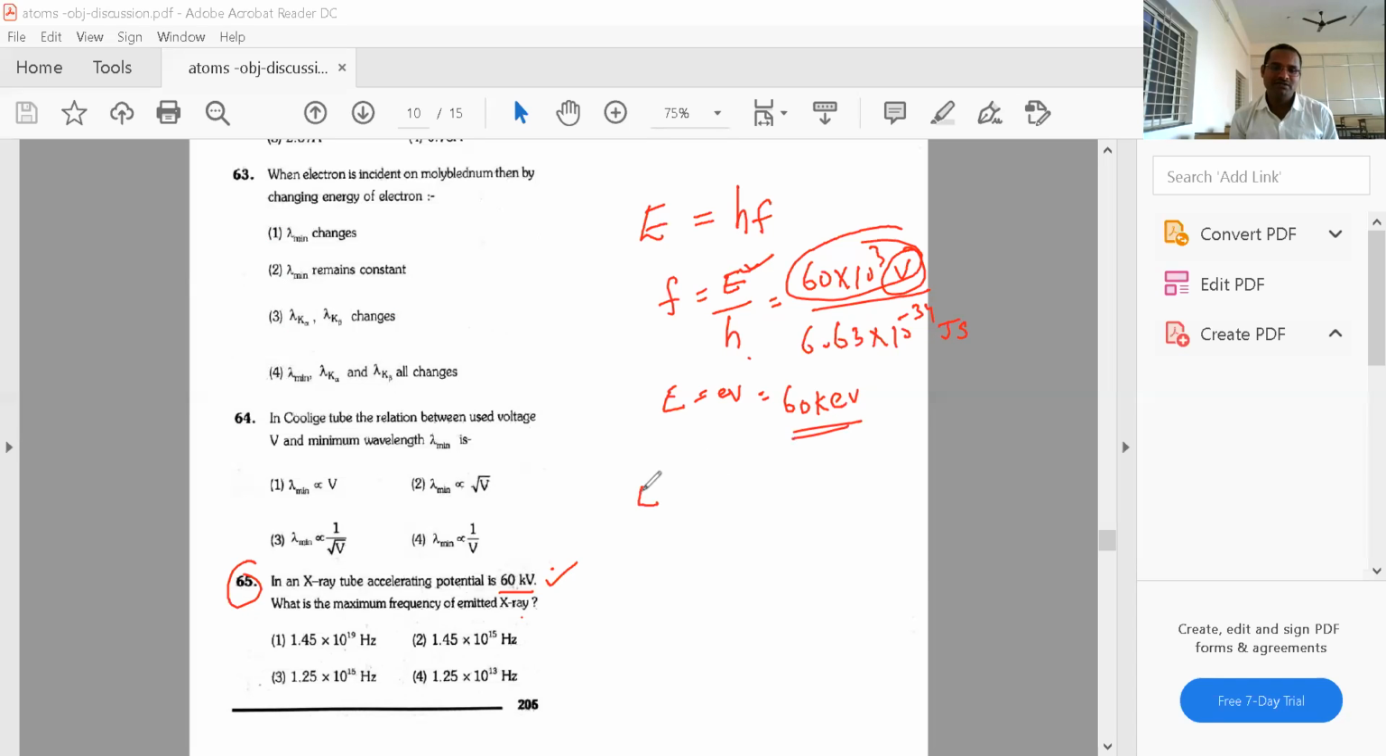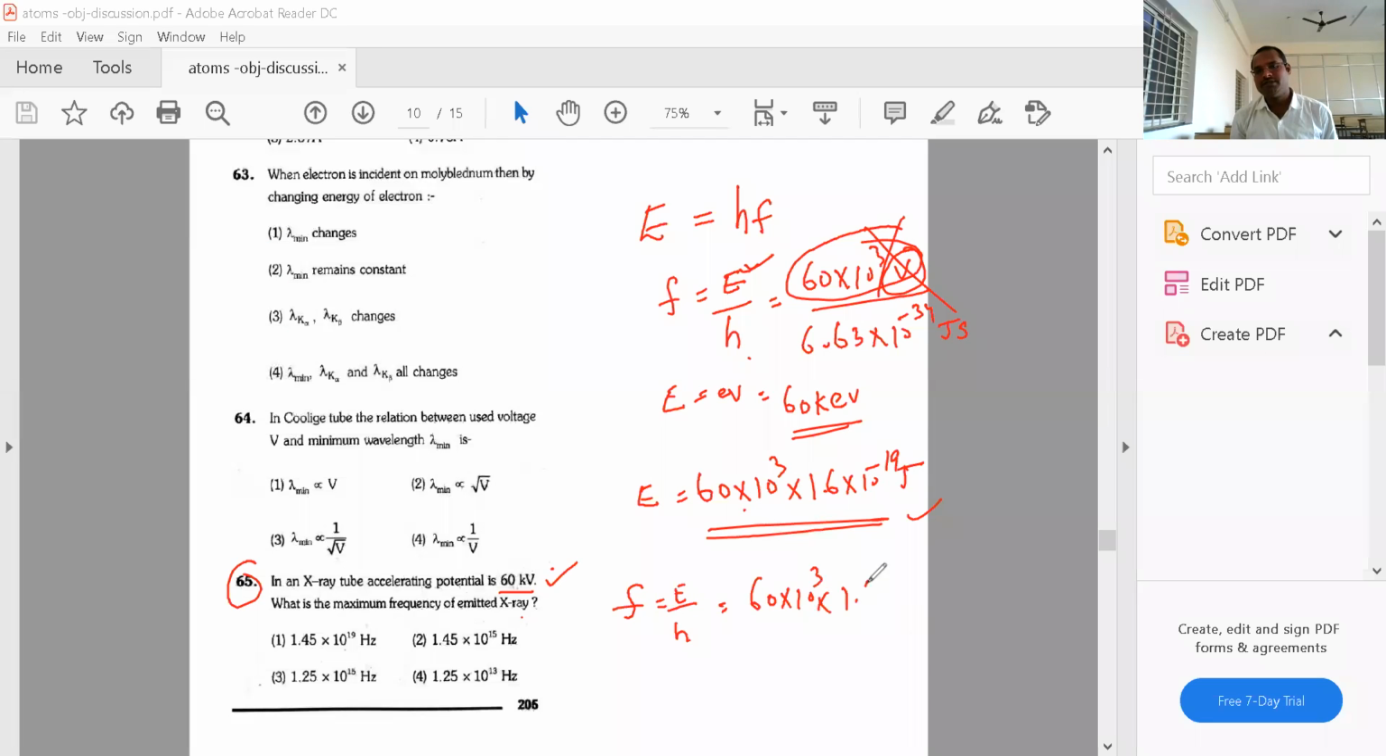That is nothing but energy is equal to 60 kilo electron volt, with 1 electron volt being 1.6 into 10 to the power of minus 19 joules. Yes, this is the energy. So don't make this type of mistake blindly. Now divide this equation: frequency is equal to energy by h, that is 60 into 10 to the power of 3 into 1.6 into 10 to the power of minus 19 upon h, 6.63 into 10 to the power of minus 34. Here joules, here joule second. Joule cancels, we will get 1 by second, which is the unit of frequency.